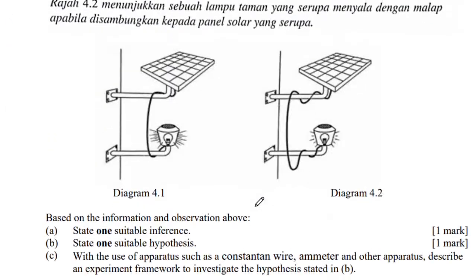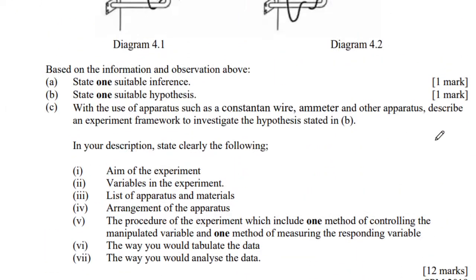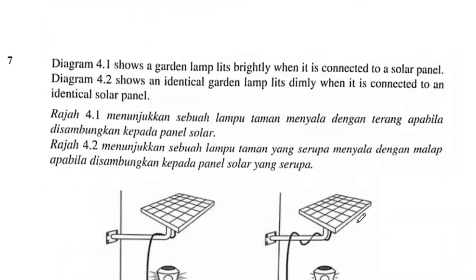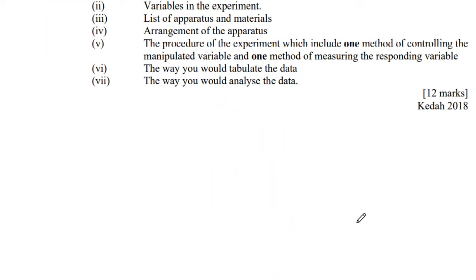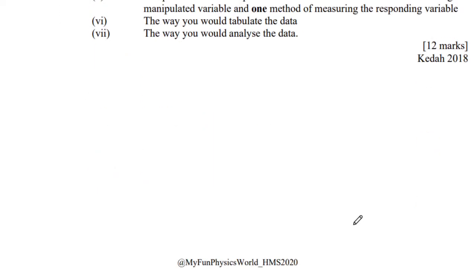Okay, next one. This is SPM 2019, last year's question. You don't see any battery, but they are using a solar panel connected to the bulb, and this is a shorter wire, this is a longer wire. So all of these questions are actually about factors affecting resistance. But how to write? How to answer?